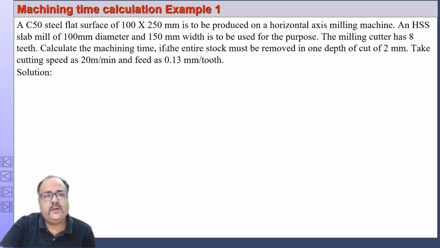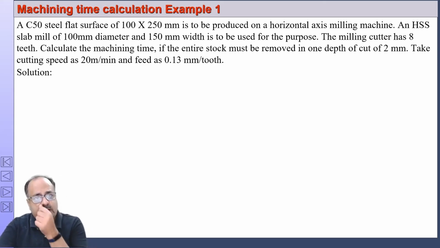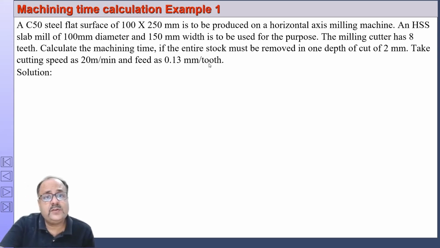Okay, fine. Now here the width of the cutter is 150 mm. Therefore it can remove the entire material in one depth of cut of 2 mm. For that, the width we have to take is 100 and the length we have to take is 250 mm. That you should remember.